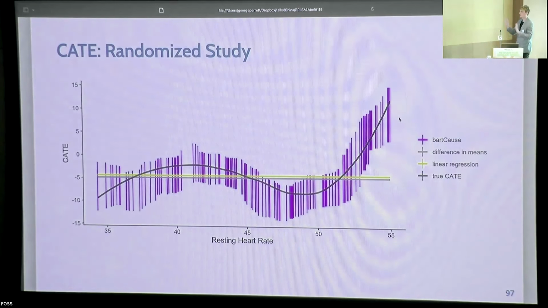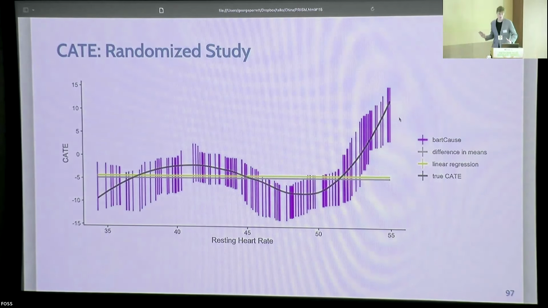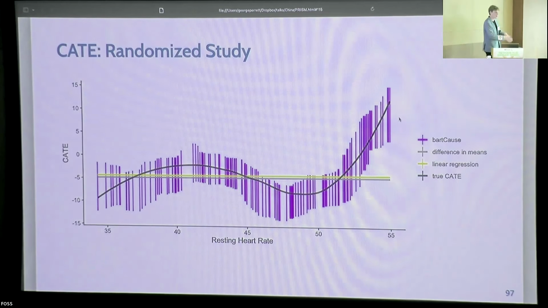Now, something I've been ignoring so far is the conditional average treatment effect. And a problem I've been skipping over about linear regression and the difference in means is they predict the same average treatment effect for everybody. So if we used linear regression, we'd say everybody should go get the shoe. Now with BART, it'll actually give predictions for each person. And so we can look at each person and say, what would their treatment effect have been?